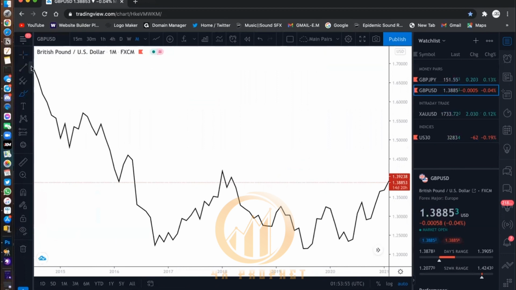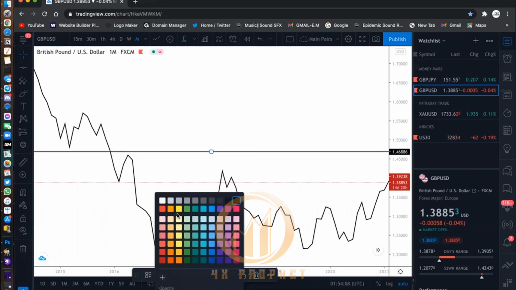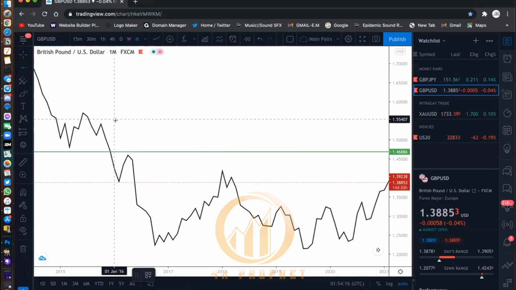So we'd come over here and grab our horizontal line. What we're going to do now is look for these areas of indecision. This right here would be considered a gap. And because it's on a monthly time frame, I would now use the color green. Simple, right? Then I'm going to look for the next area of indecision.